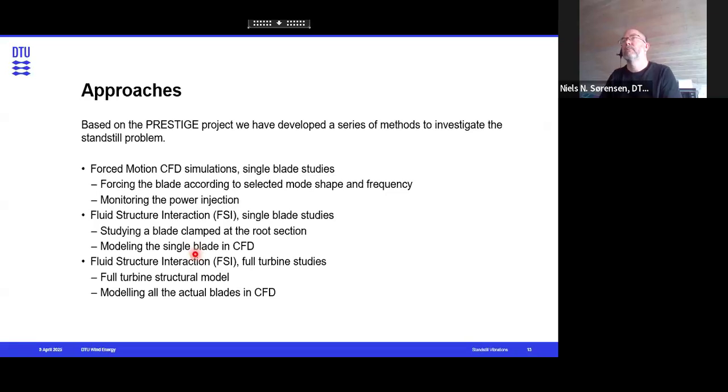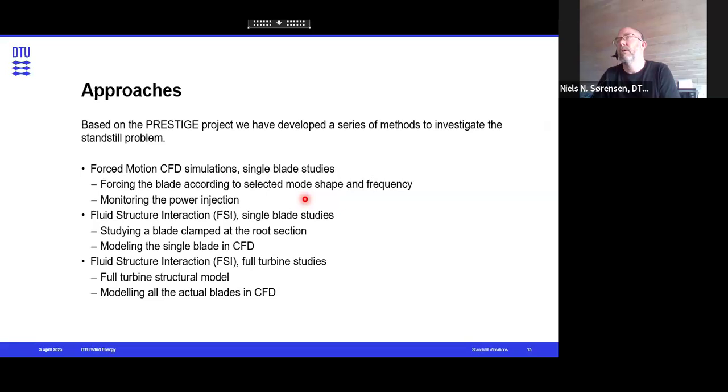During the Prestige project, we developed a series of different methods that we could use to analyze these vortex-induced vibrations. Some of them can also be used for the stall-induced. And the first of them is forced motion CFD simulation. So we take a single blade, for example, and vibrate it in a mode shape and according to a frequency, and then monitor what kind of power injection or how much work or power is going into the rotor.